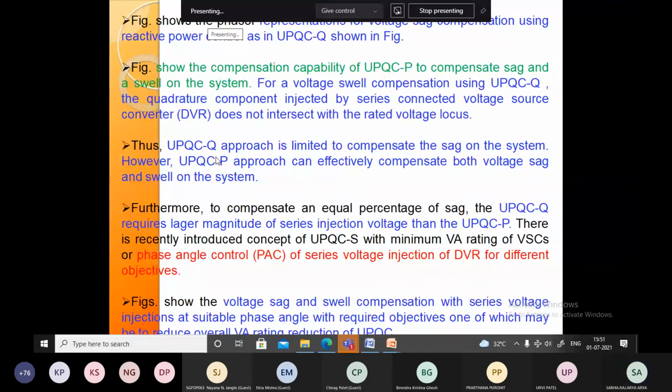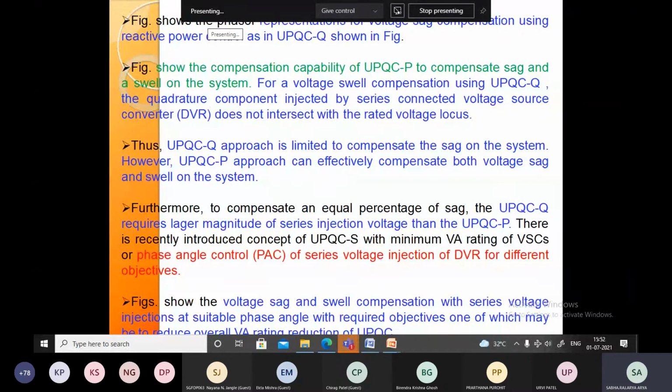You can see the UPQC-P. The UPQC-Q approach is limited to compensating sag in the system. But the UPQC-P approach can effectively compensate both sag and swell. Furthermore, to compensate an equal percentage of sag, UPQC-Q requires a larger amount of series voltage injection than UPQC-P. Many papers have completed that. There is also a recently introduced one, where people have used phase angle control.